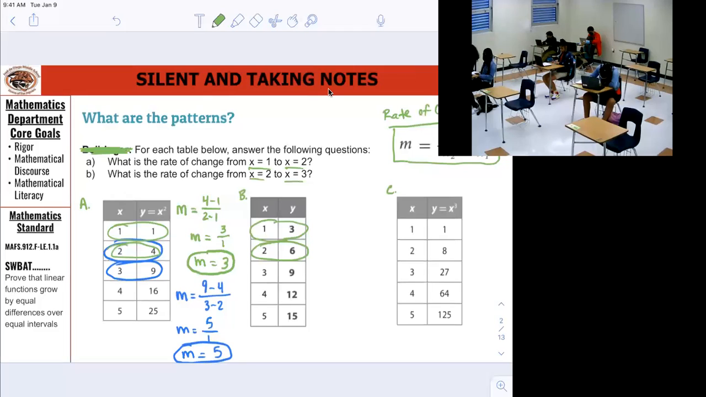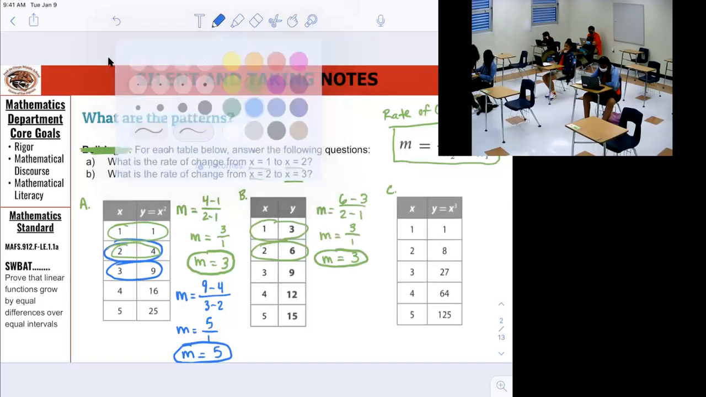And see what we got. So in table B, I'm starting with the first 2 points, which is 1 comma 3 and 2 comma 6. So I plug that straight into my formula. I have 6 minus 3 over 2 minus 1. 6 minus 3 is 3. 2 minus 1 is 1. So I get m equals 3.